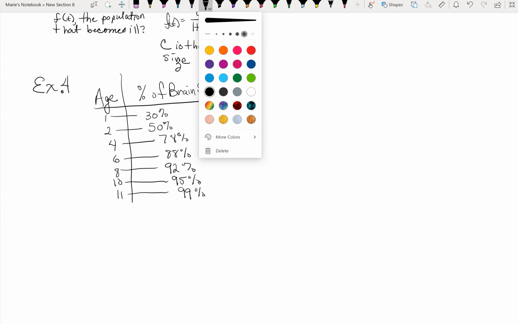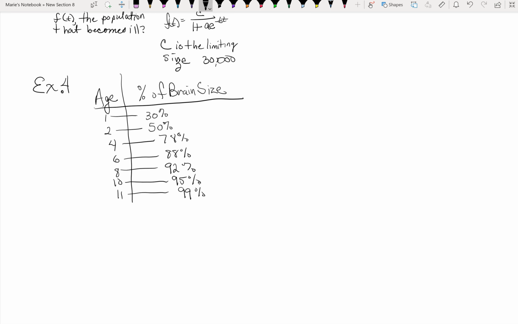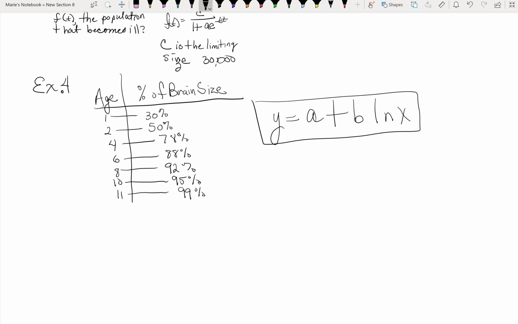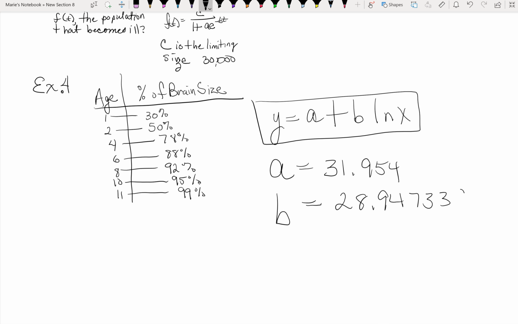So in this example, my calculator would have me use y equals a plus b natural log x, and that would be the function you would input given this information. My calculator also spit out that a is approximately 31.954. I'm going to ignore the other 3 decimals. And that b is equal to 28.9473391.